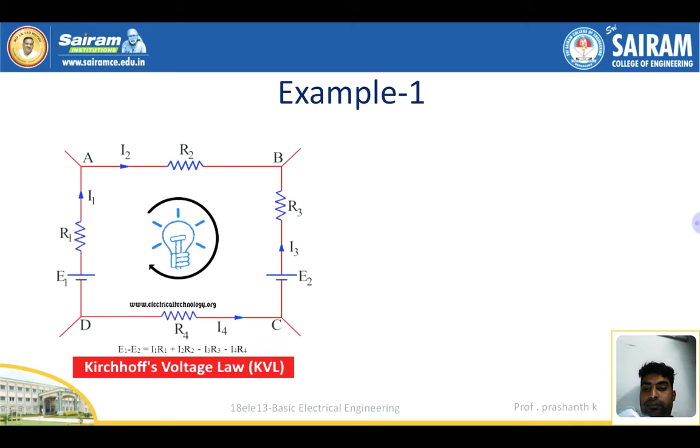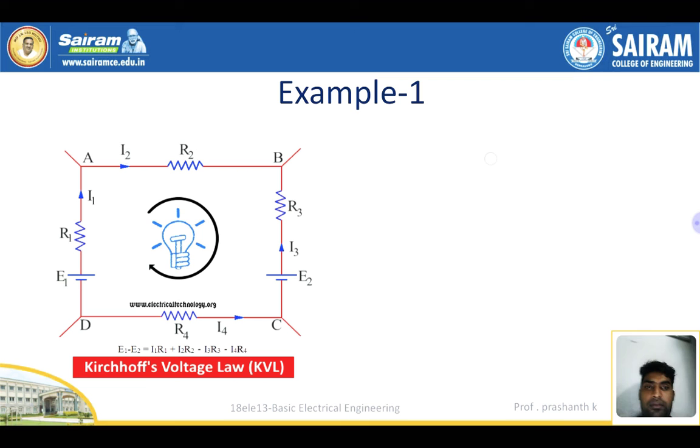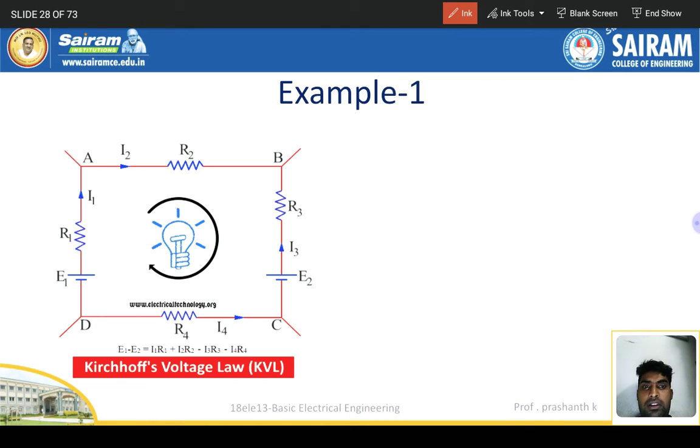I'll just apply KVL over here. So this is I1, I2, I3, I4 will be there. This is one branch, this is one branch, this is one branch, this is one branch. So if you write the equation, you will get I1 minus I2 is equal to I1 R1 plus I2 R2 plus I minus I3 R3 minus I4 R4. Okay.